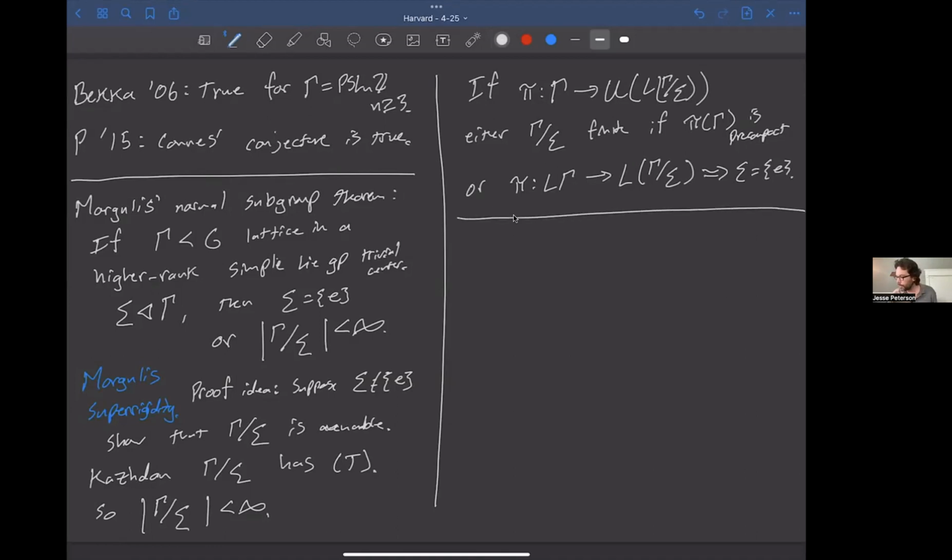Let me mention one other corollary of operator algebraic superrigidity. So here's another example. And let's suppose that again, gamma in G is a higher rank lattice.